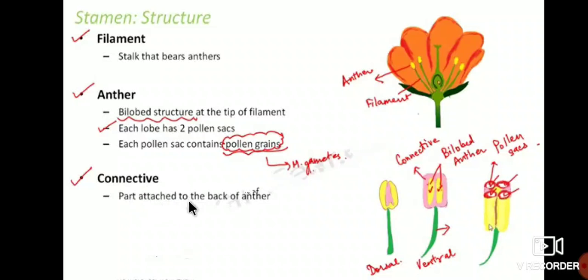Connective. Part attached to the back of anther. So part attached to the back of anther. This anther back, there will be a part attached. So this is this anther. Anther's back, this part is attached.